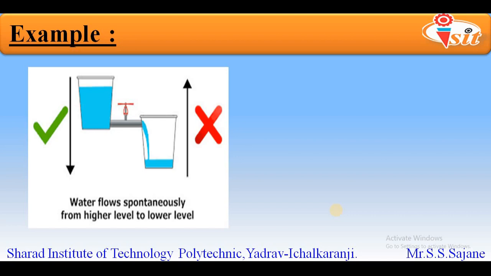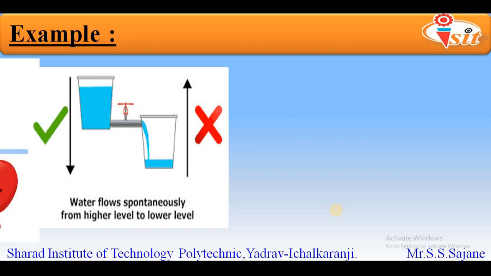So this will occur naturally. We do not have to provide any external energy for transferring the fluid from one bucket to the other. On the other hand, if we want to transfer this fluid from the lower bucket to the upper bucket, then this will not happen naturally. So we must require a pump, so that it will provide some external energy, and then this fluid can be transferred in reverse order.